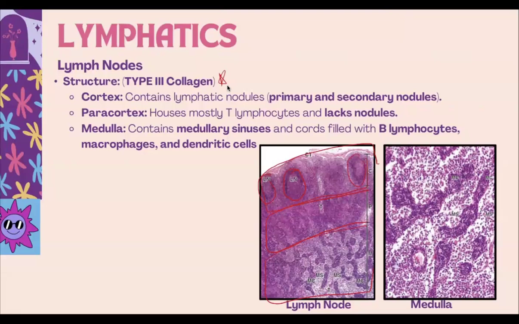And then lastly, you have the medulla over here. So this contains the medullary sinuses. So these whitish spaces that you see, the lighter ones, that's the medullary sinuses. And they also have B lymphocytes and macrophages and dendritic cells. So the immune cells are in the medulla. Here we can come closer in, and here you can again see these are the sinuses, the open spaces through which blood travels.